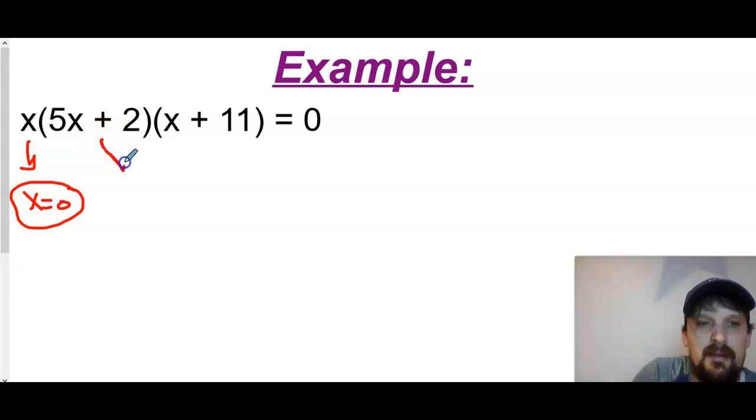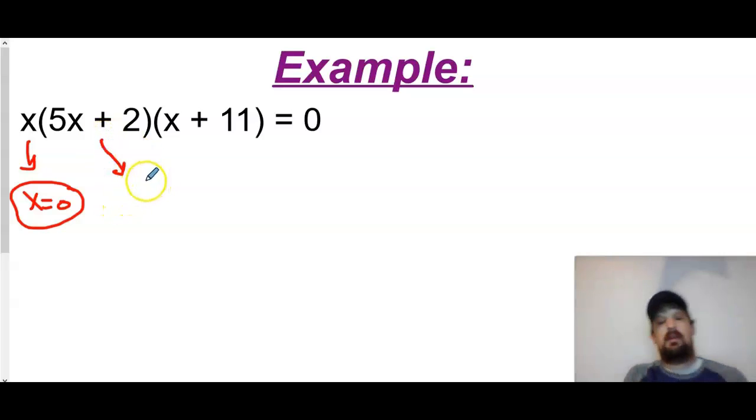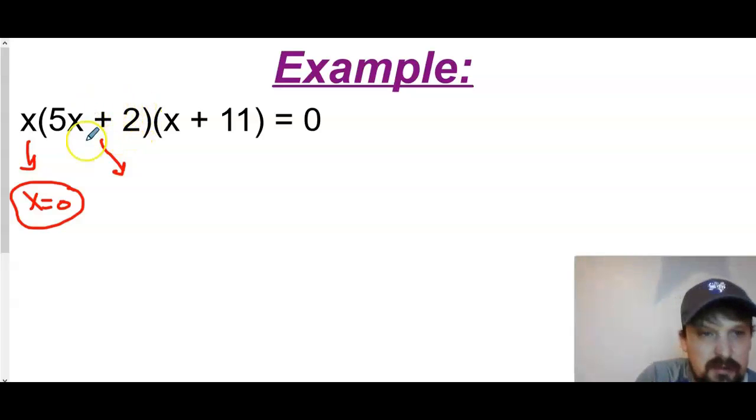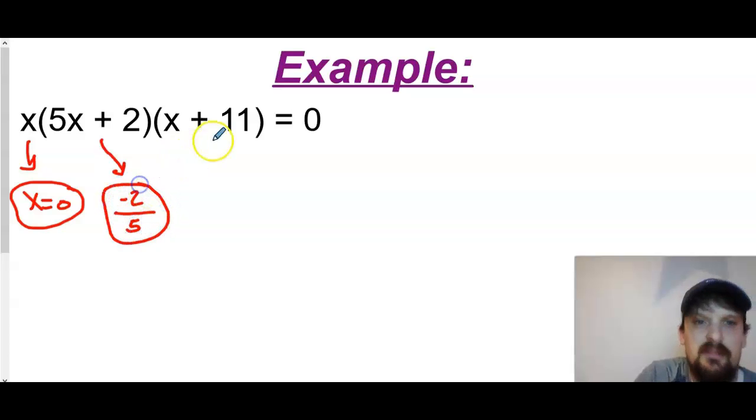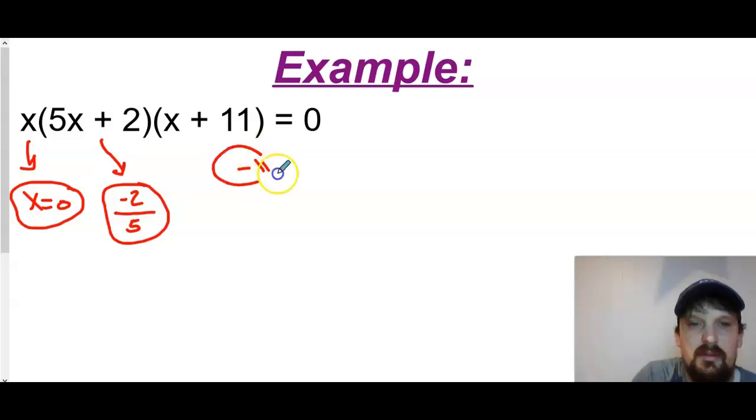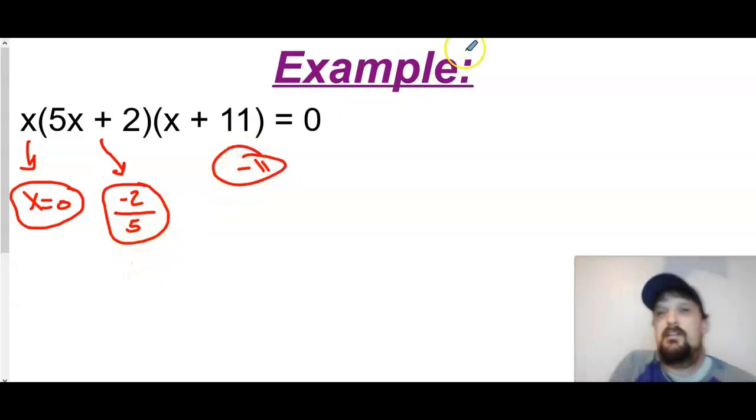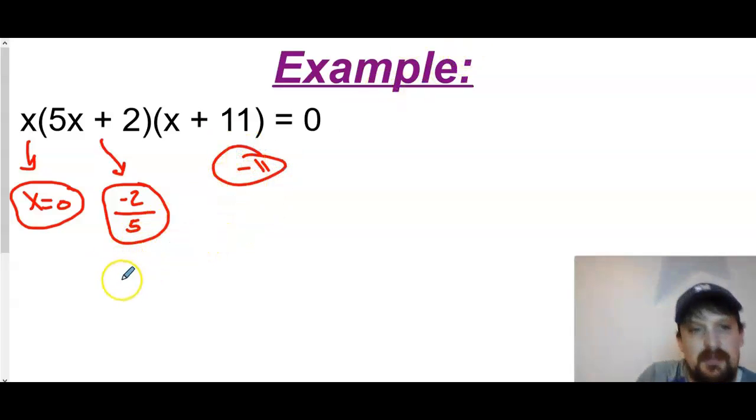Okay, now let's apply what I just said in my other example. Take this 2, make it a negative, and you're going to divide it by the number in front of the x. So I'm predicting I'm going to get a negative 2/5. And here, x plus 11, it's just the opposite, so I'm going to say that answer is going to be negative 11. Now let me show you my work.